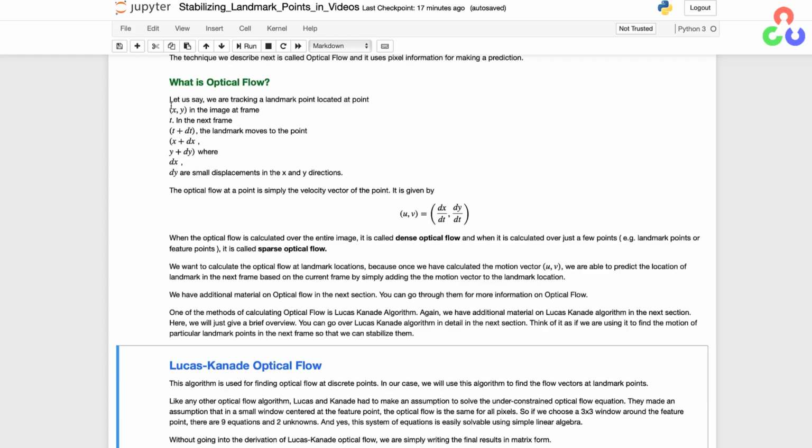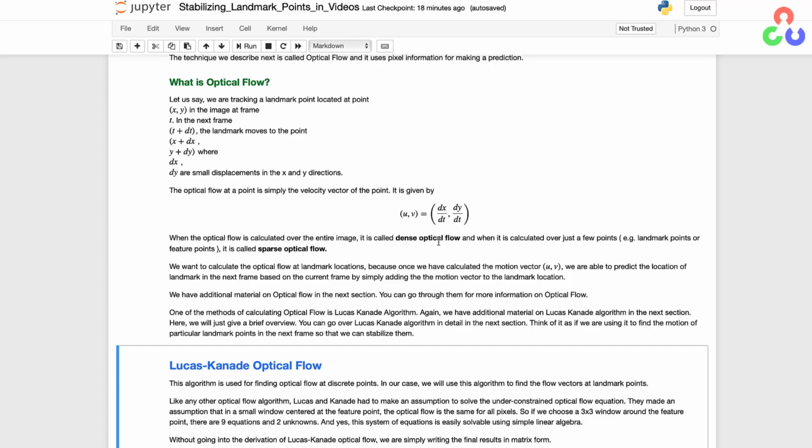So let's see, we have a point x comma y in the image at frame t. In the next frame, which is given by t plus dt, the landmark moves to the point x plus dx and y plus dy, where dx and dy are small displacements in the x and y direction.